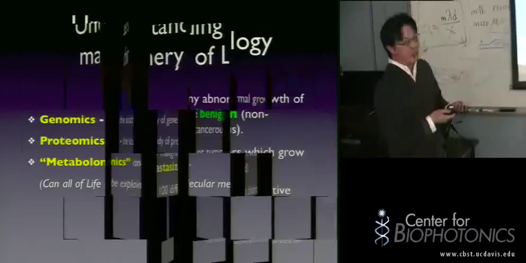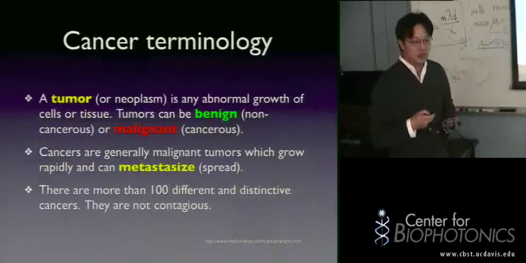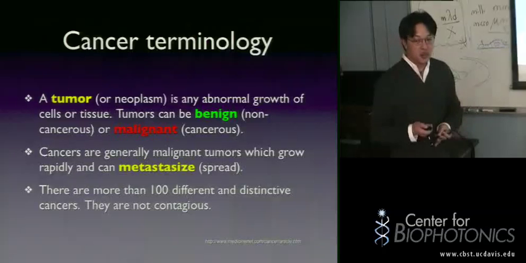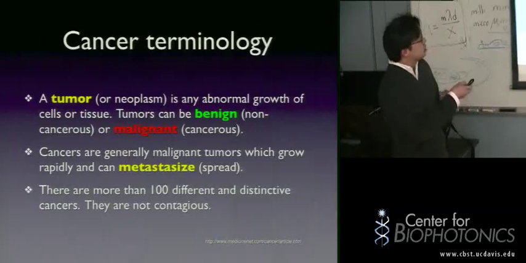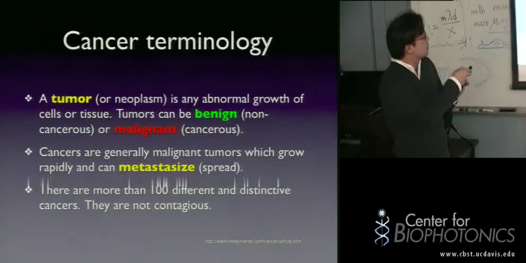Okay, so now finally we get into cancer. What I've tried to do really quickly is explain to you what happens normally in a cell. Now let's start talking about what happens abnormally in a cell. Some of the terms that you'll often hear when you hear about cancer is tumor. A tumor is also called a neoplasm, neoplasm meaning new growth. It is any abnormal growth of cells or tissue.